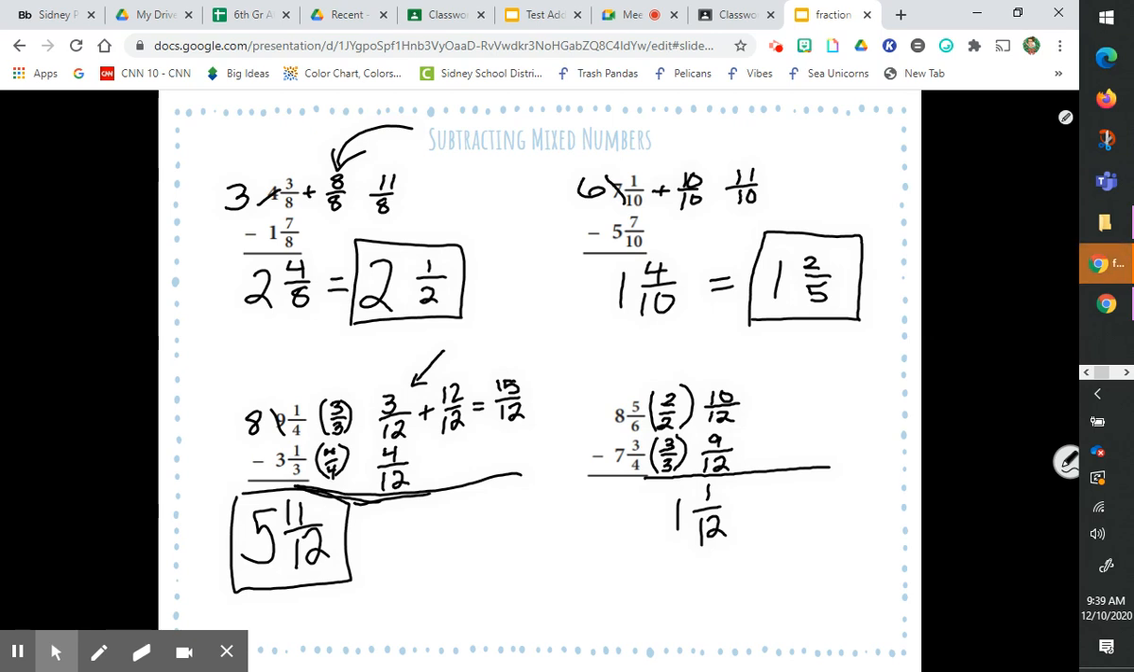Okay. I hope I didn't do anything wrong there. Double check my work. 15 minus 4? 11. I did 15 minus 4 and got 11. Because when I added this whole here, I added 3 plus 12 is 15. Whew, I thought I made a mistake on that one. Sometimes it's hard to see your mistakes, and other people can find them easier than you can. Okay?